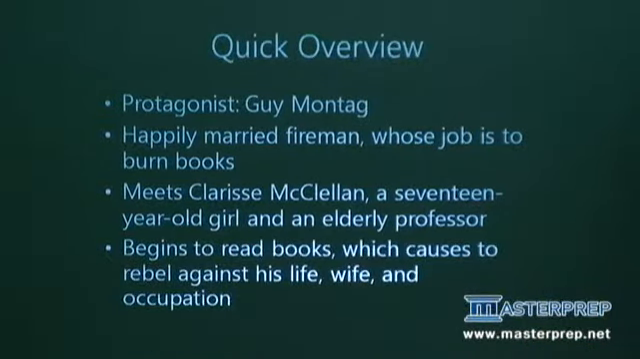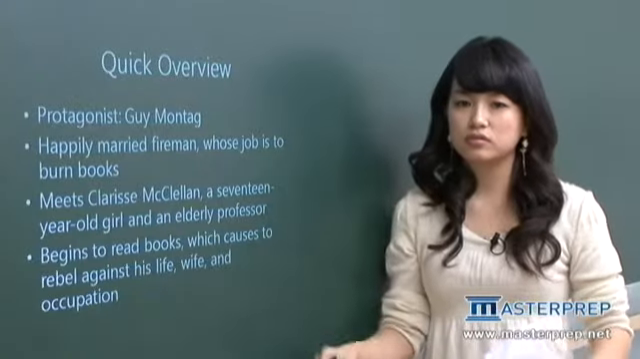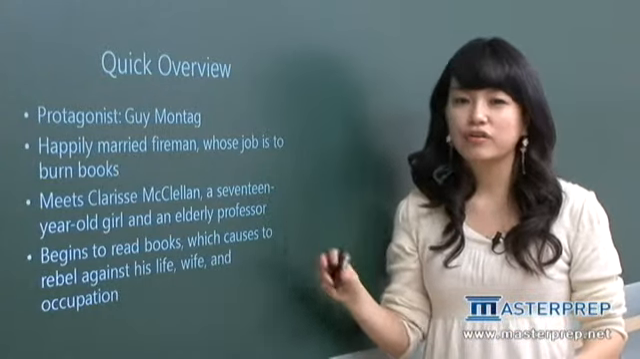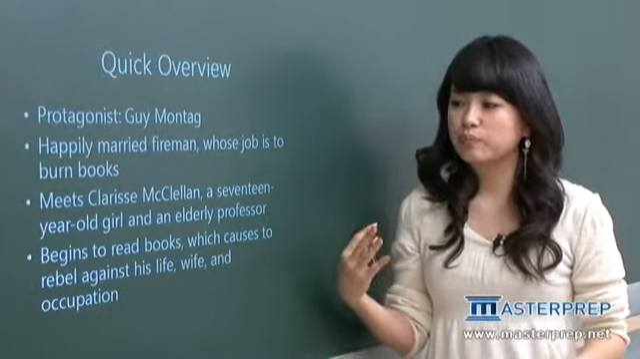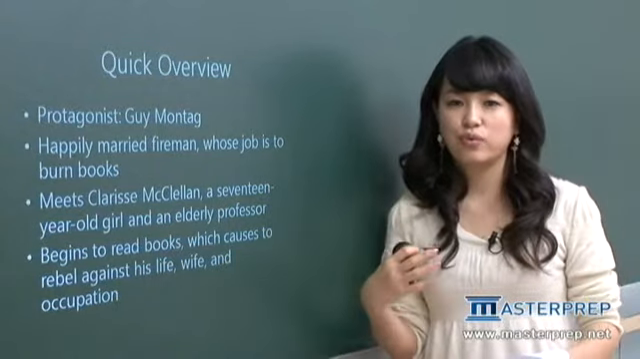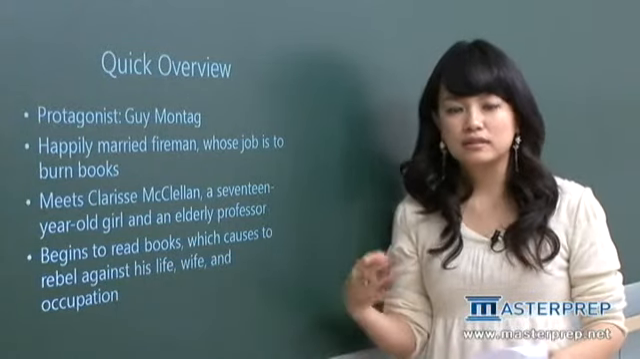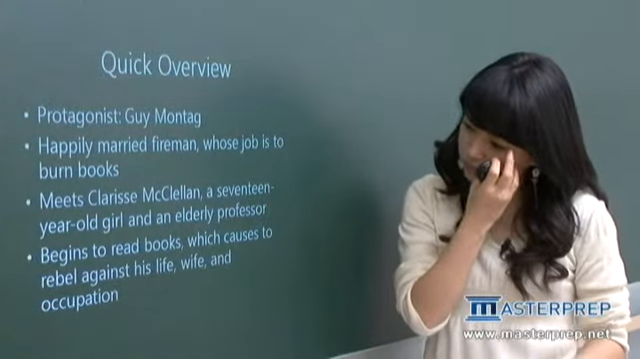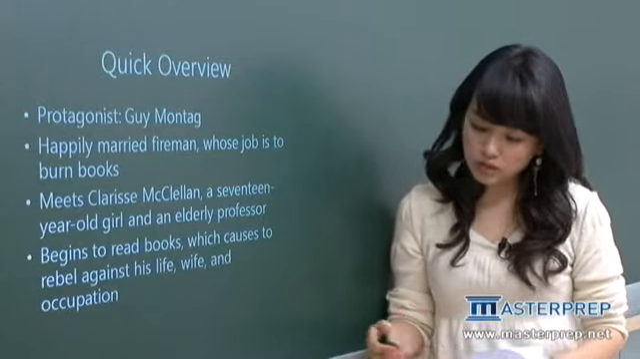For instance, he starts to read books, which causes him to rebel against his life, wife, and occupation. So here what we find is, with the meeting of this young, well, not young, kind of young, maybe around your age, this character, she's going to become that catalyst to help the main character look for his true identity and to find out about himself and his identity.